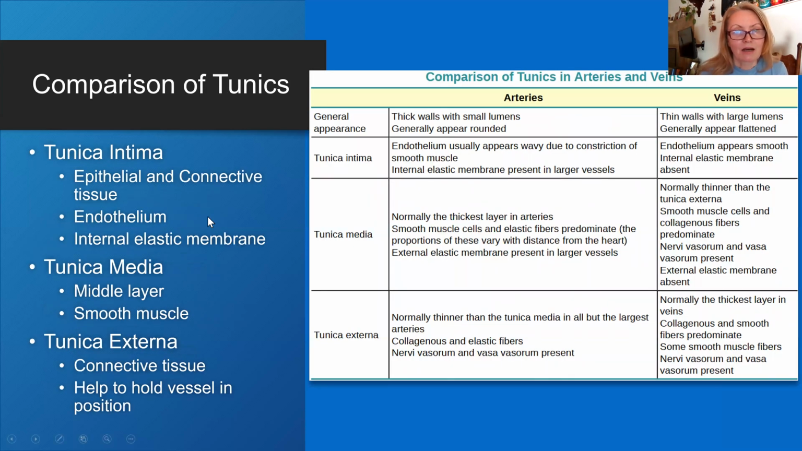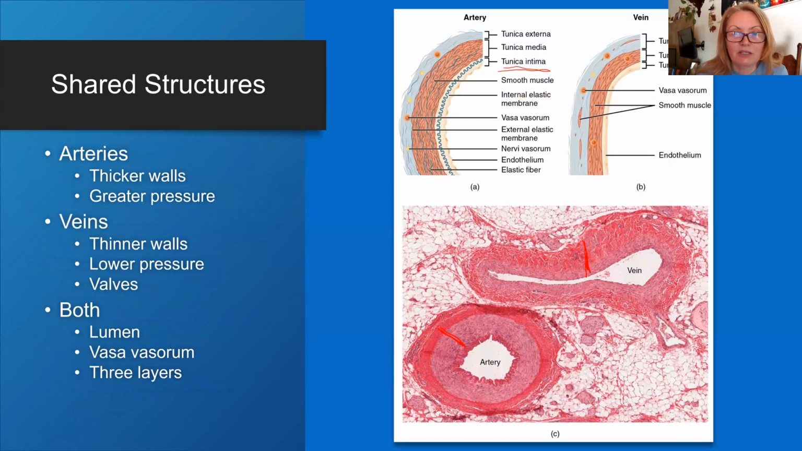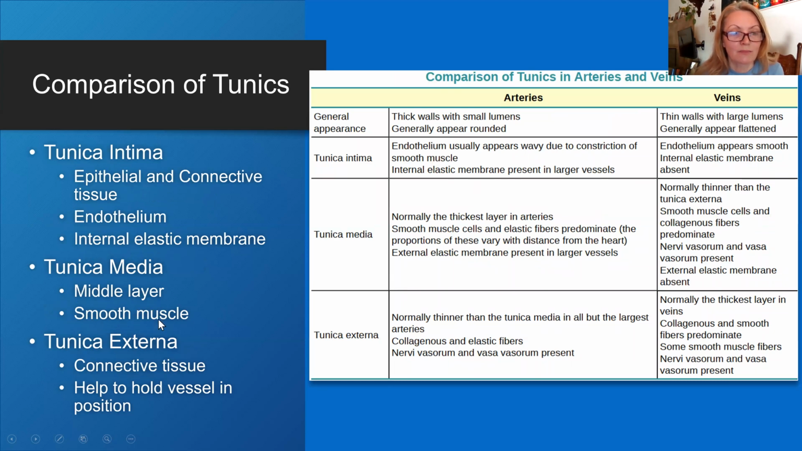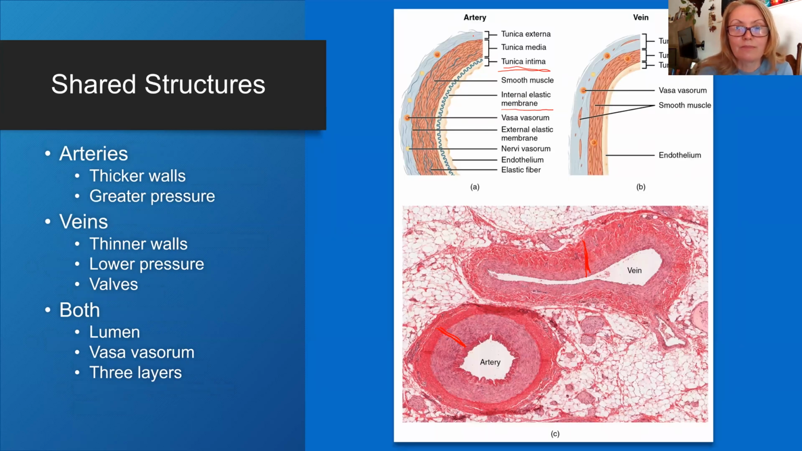If we look at the 3 tunics, tunica intima is the deepest layer, and it's epithelial and connective tissue. Epithelial tissue is endothelium, a simple squamous, and it has an internal elastic membrane. If you look over here, you can see tunica intima, and this line is the internal elastic membrane. Then we have tunica media, that is mostly smooth muscle, but it also includes elastic fibers. Whatever is shown over here in blue are elastic fibers, the middle layer of smooth muscle. And tunica externa is connective tissue that helps to hold vessels in position. The last one on this diagram is tunica externa.